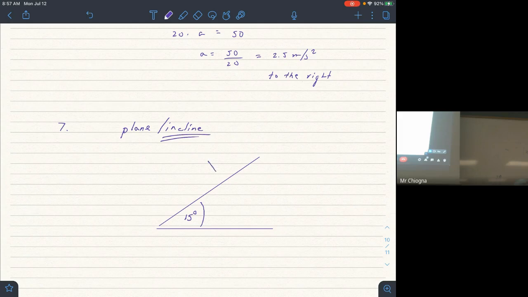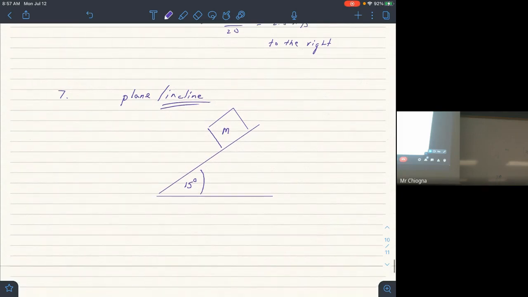I'm going to use a block. It doesn't matter what the object is, but usually they're referring to some sort of block. Okay, so they say that the force of gravity on the block is 20 newtons. So m is equal to Fg over 9.81. We're going to need the mass, so I'll calculate that right away.